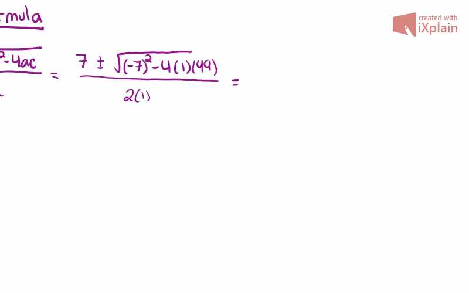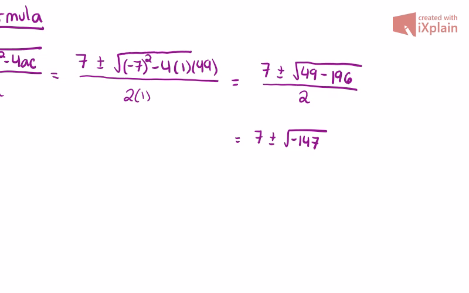Moving on to calculate this, we have 7 plus or minus. Underneath the square root, we'll have 49 minus 4 times 49, which is 196, all over 2. 49 minus 196 is the square root of -147 divided by 2. And now I want to see if -147, if I can simplify that at all since it's underneath the square root.